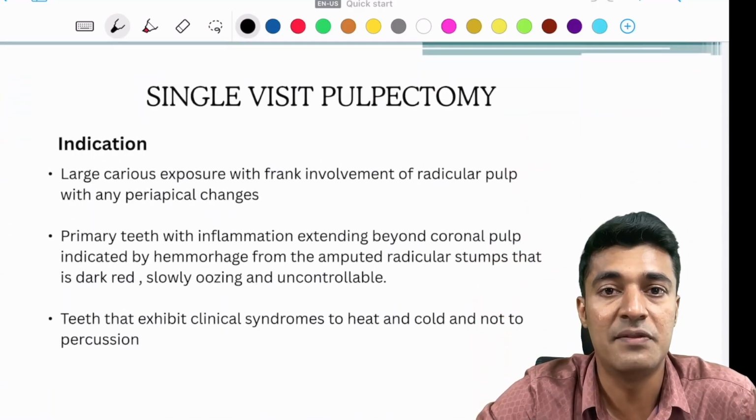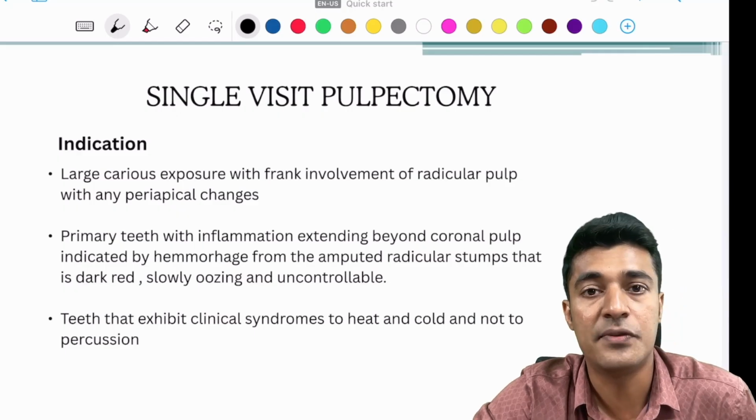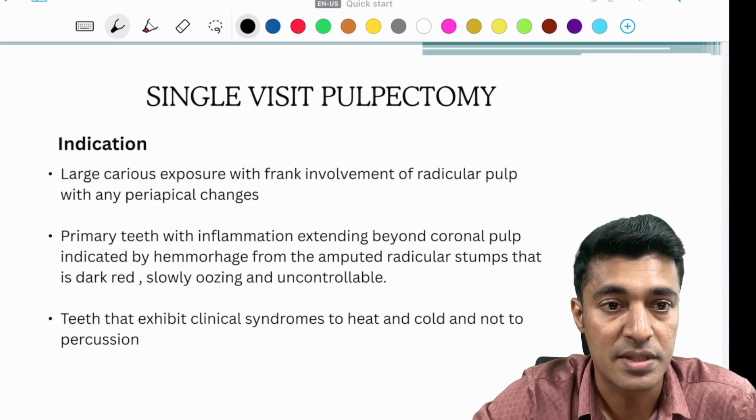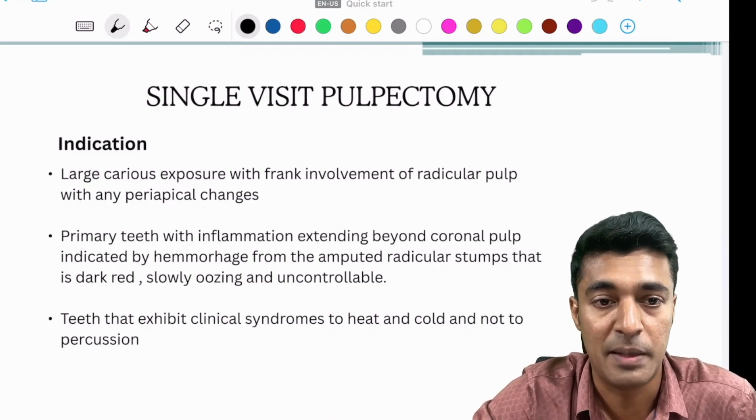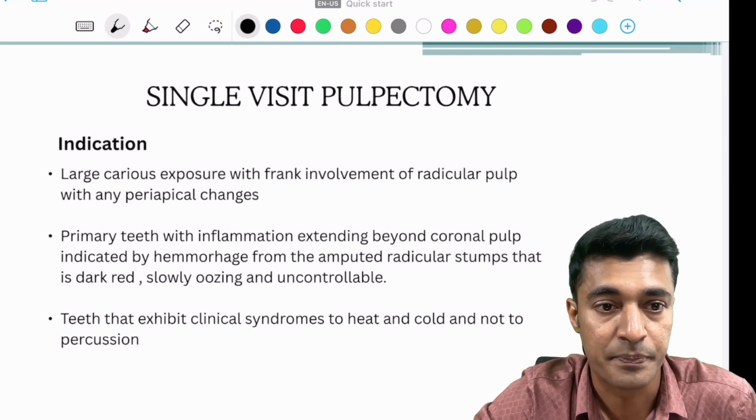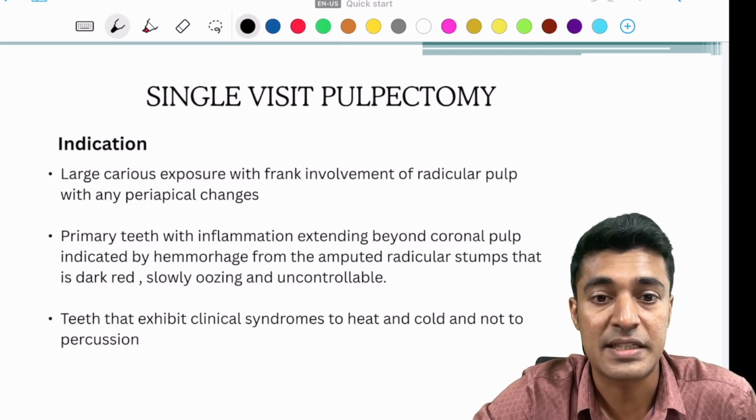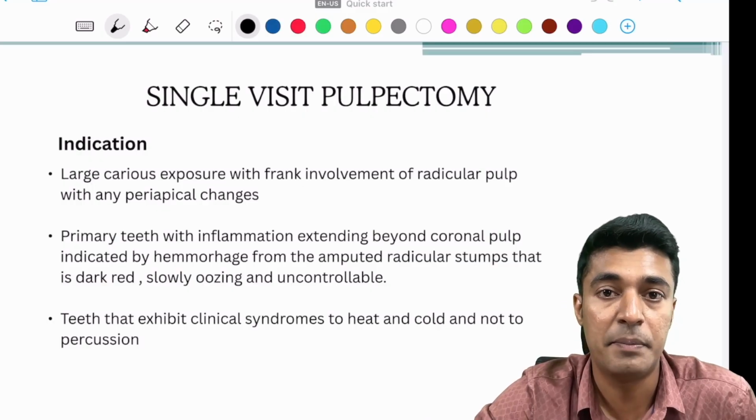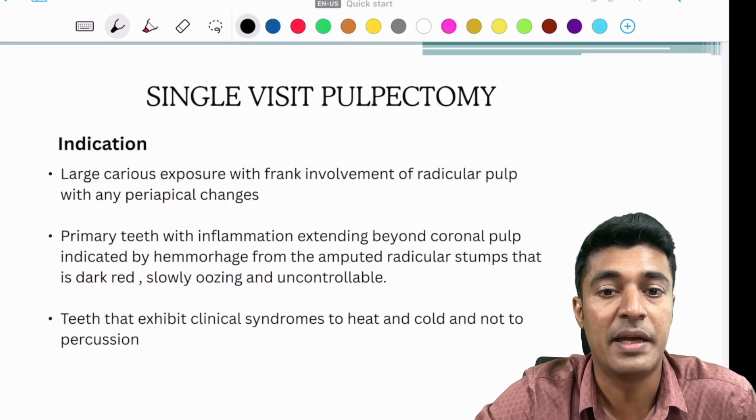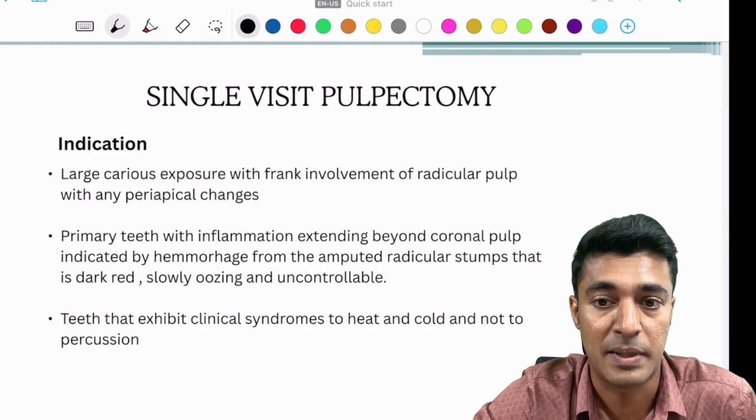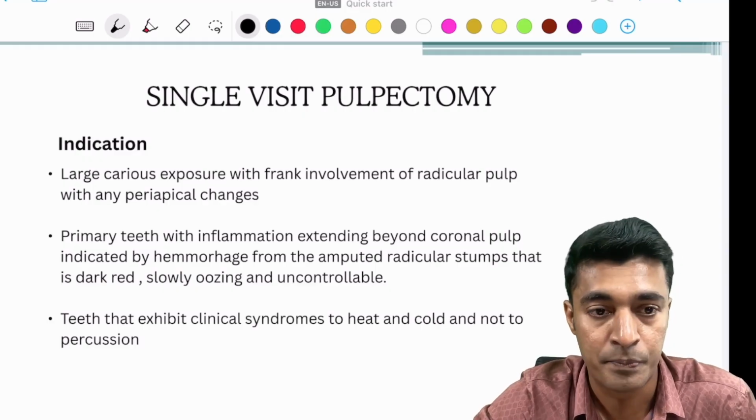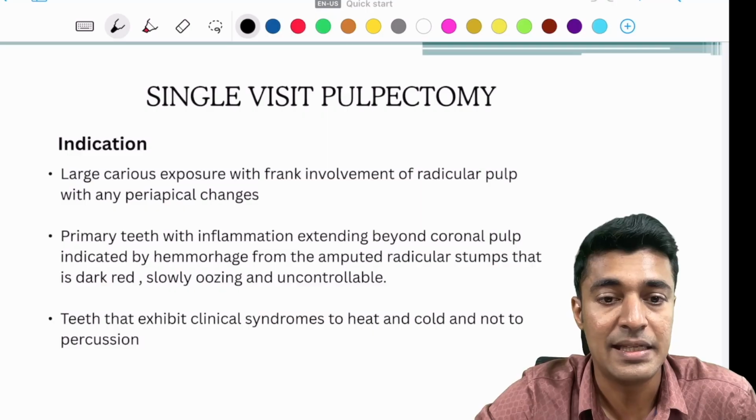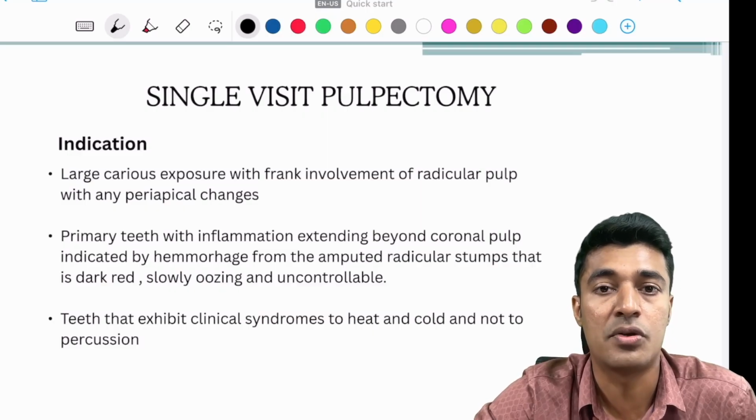Coming to the single visit pulpectomy, the indications for single visit pulpectomy include large carious exposure with frank involvement of the radicular pulp without any periapical changes. Primary teeth with infection or inflammation extending beyond the coronal pulp, indicated by hemorrhage from the amputated radicular pulp stumps that is dark red and slowly oozing. Teeth that exhibit sensitivity to heat and cold and not to percussion.